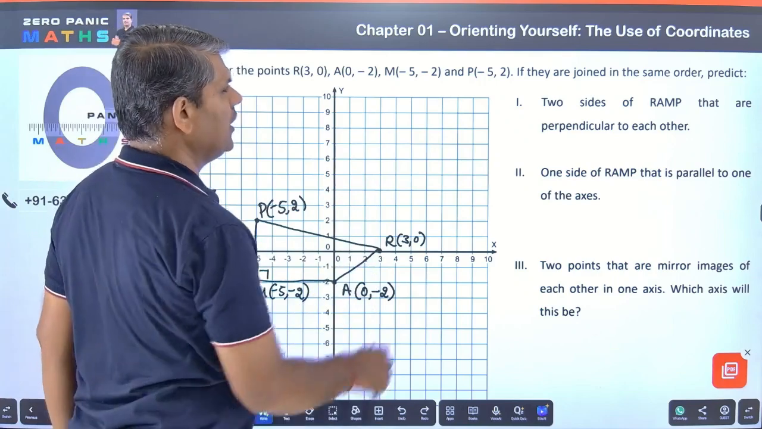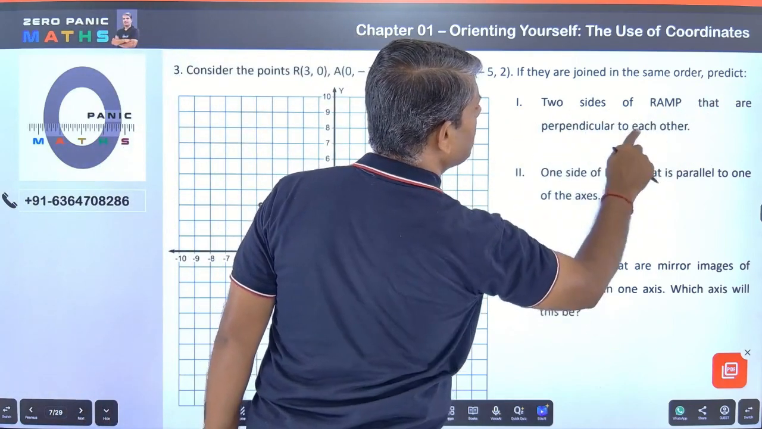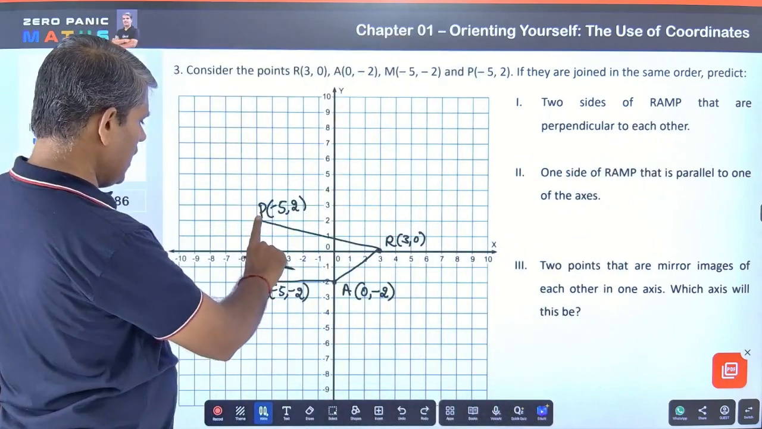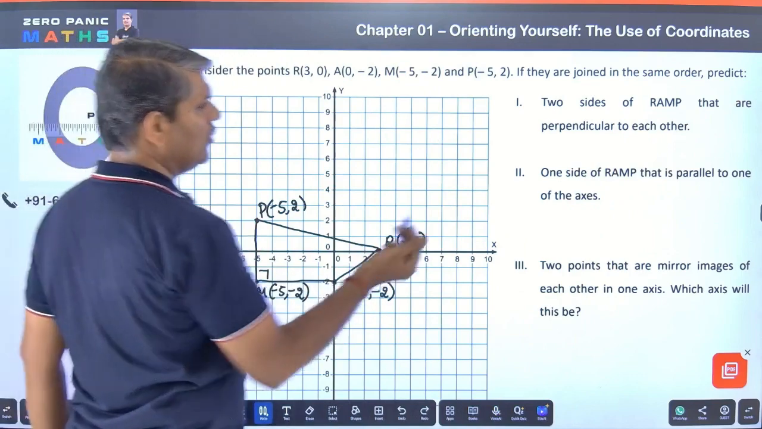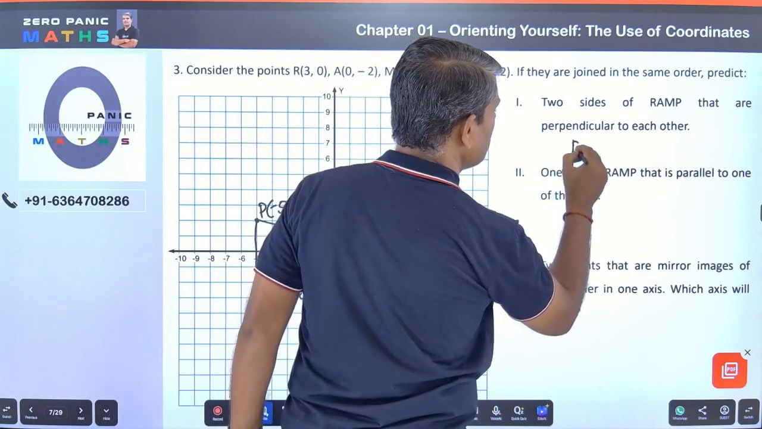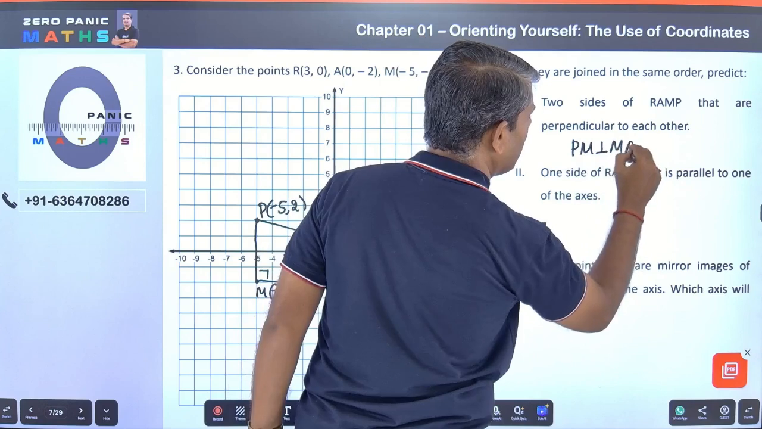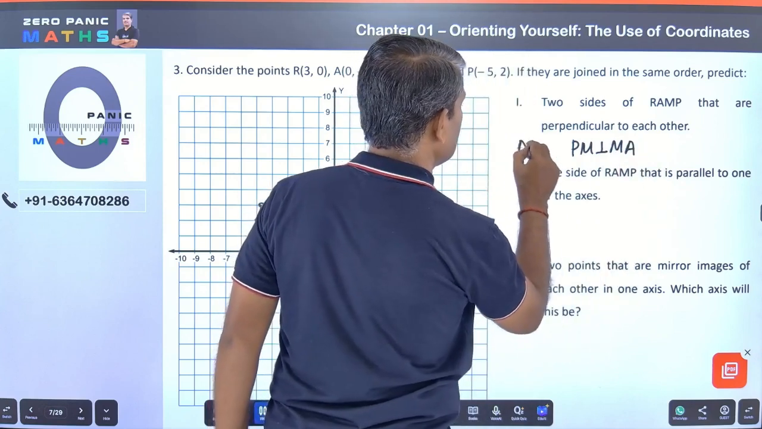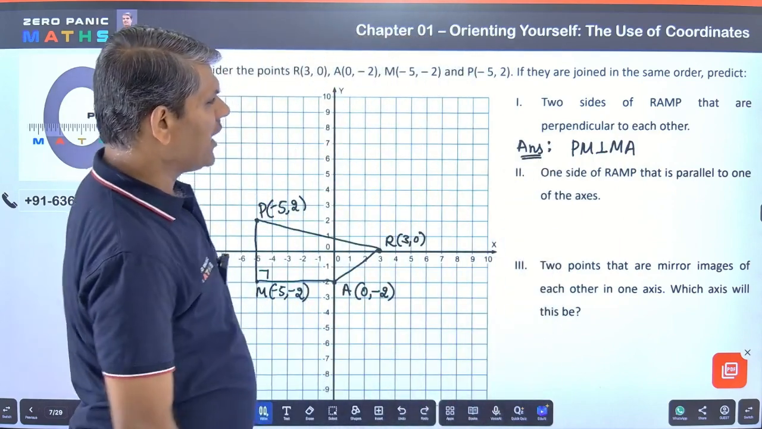See that carefully. What they are saying is two sides of RAMP that are perpendicular to each other. So here PM is perpendicular to AM, or MA. You can write the answer as PM is perpendicular to MA. This is the answer for the first question. Okay, second question.